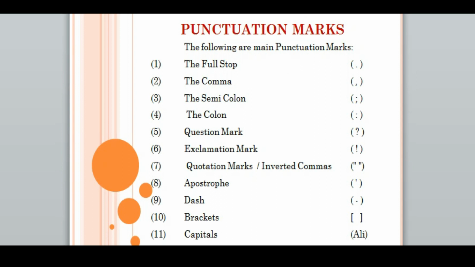Number 2 is the comma. Number 3 is the semicolon. Number 4 is the colon. Number 5 is the question mark or mark of interrogation. Number 6, exclamation mark. Number 7, quotation marks, or we call them inverted commas. Number 8, apostrophe. Number 9, dash. Number 10, brackets. And number 11, capitals or capitalization. So these are the 11 most important or the main punctuation marks.